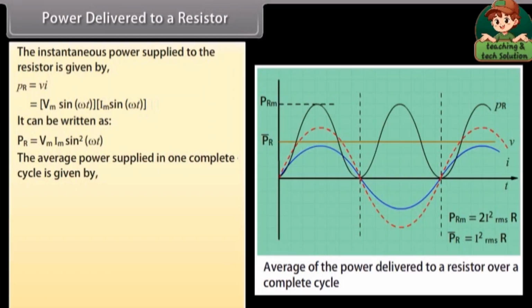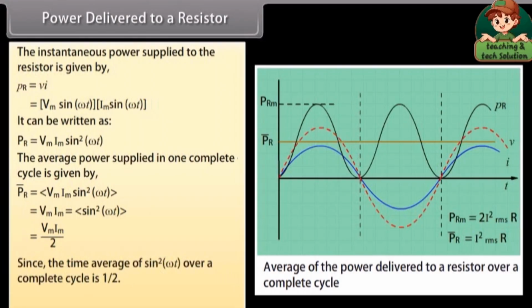The average power supplied in one complete cycle is given by PR is equal to Vm multiplied by Im divided by 2, since the time average of sine square omega t over a complete cycle is 1 by 2. It can be written as PR is equal to VRMS into IRMS, or PR is equal to IRMS square into R.